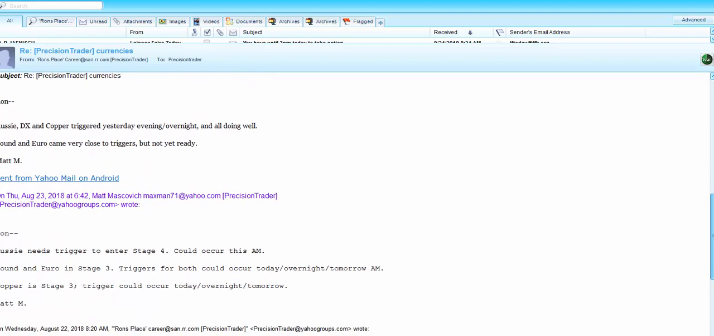Okay, so here Matt writes back, last night Aussie needs to trigger to enter stage 4. Could occur this morning. Pound and euro at stage 3. Triggers for both could occur today, overnight, or tomorrow morning. So he knows he's getting close. Copper is stage 3. Triggers could occur today or overnight tomorrow.